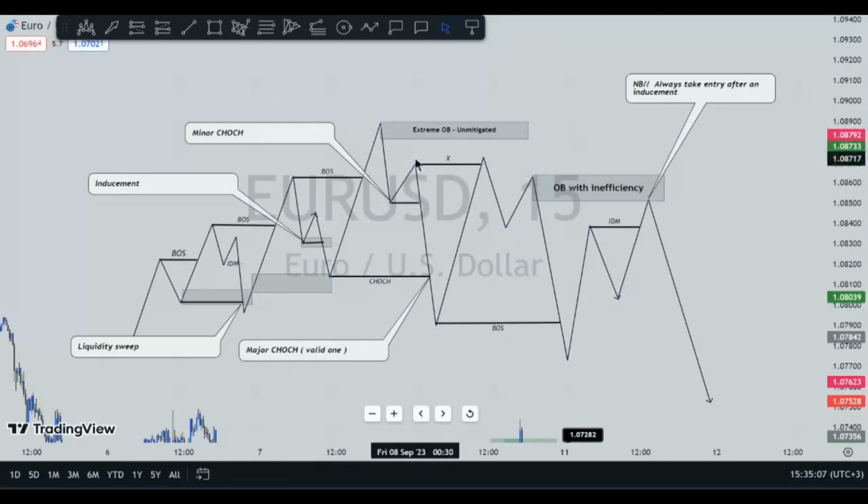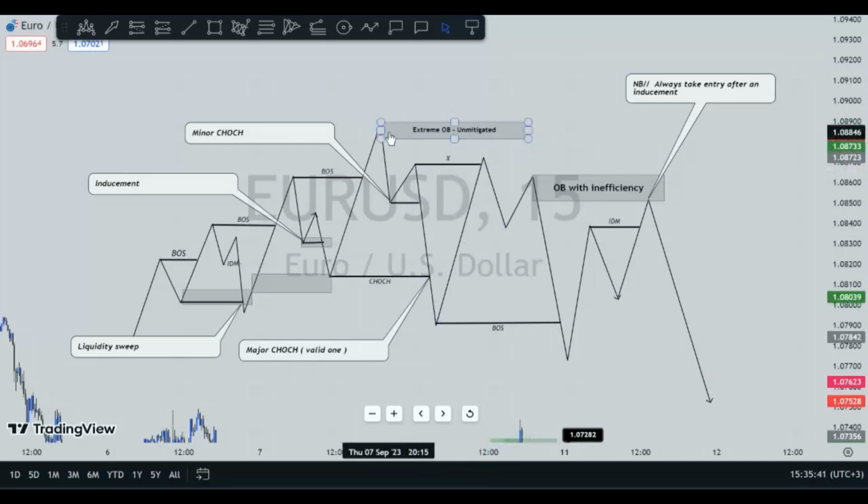and then came down, broke this lower low, now confirming our major change of character, which is a valid one. After confirmation of this valid change of character, as we were on an uptrend, now the trend might change to a downtrend. So I want you to pay attention here.